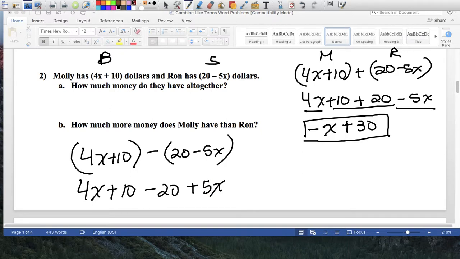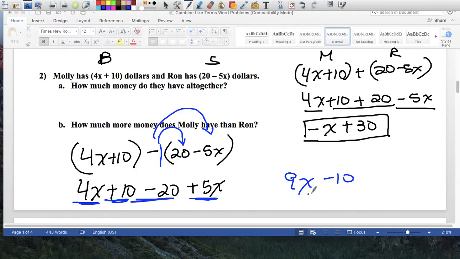Again, if you just pretend there's a 1 here and you apply the distributive property, negative 1 times 20 is negative 20. Negative 1 times negative 5 will give you a positive 5. Combine like terms: 4x plus 5x gives you 9x. And positive 10 minus 20 is going to give you negative 20. Negative 10, sorry. So how much more money does Molly have? Molly has 9x minus 10 more dollars.